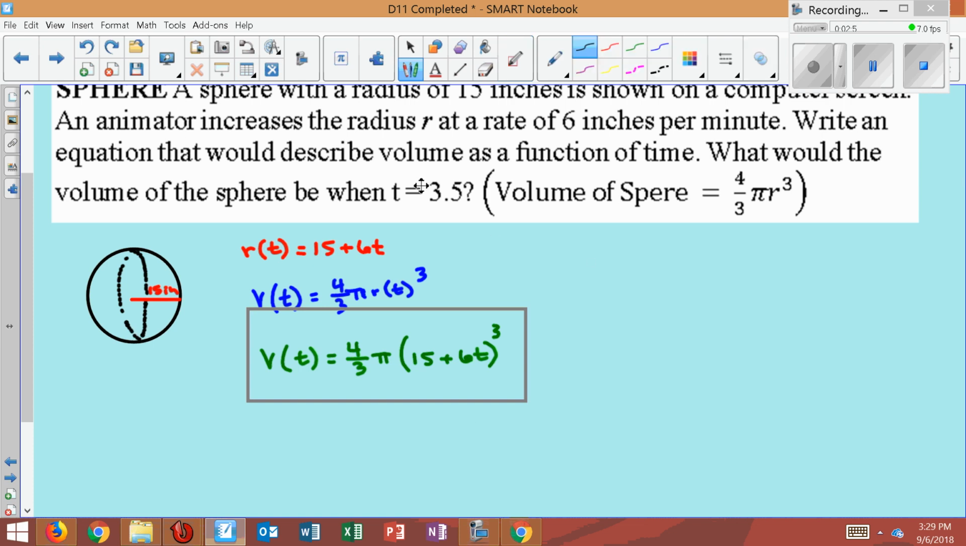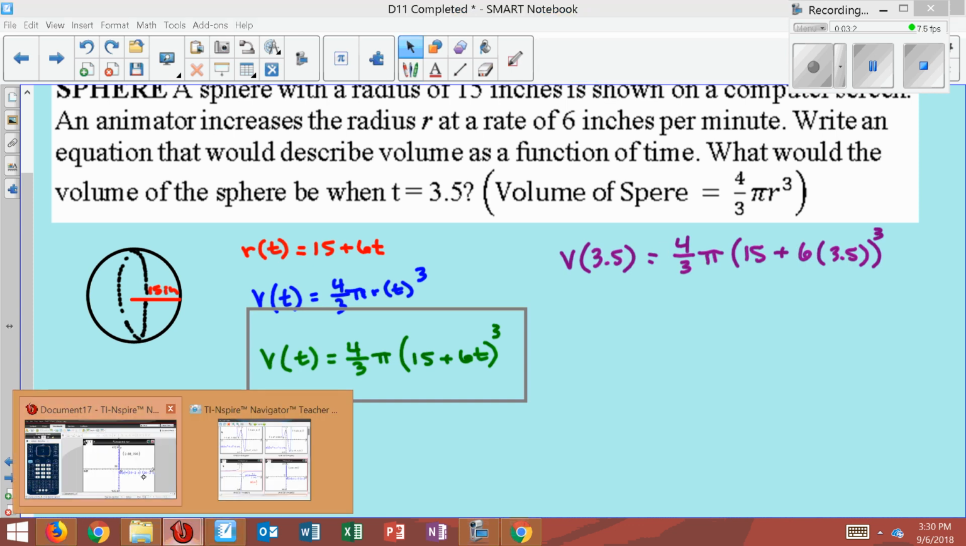The second thing it asks is, what is the volume of the sphere when t equals 3.5? Well, if we wanted to know the radius, we'd plug it in there, but we don't. We want to find the volume. So I'm going to come back over here and say that the volume at time 3.5 will equal 4/3 pi times 15 plus 6 times 3.5, and this is all cubed. So we'll go to our calculator, and I'll show you the different ways we can type this in.